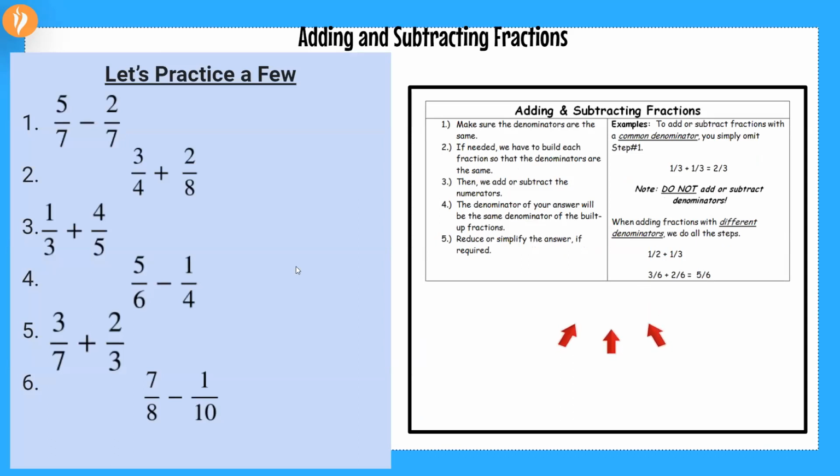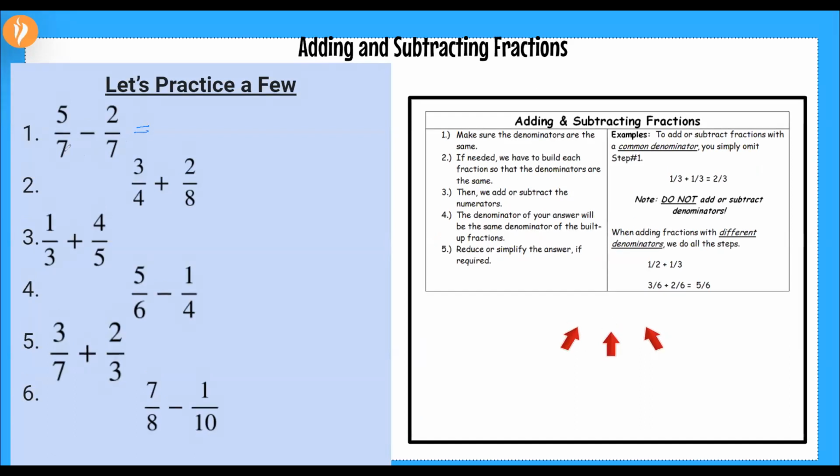So here we have number one, they're already common denominators. We love that. That's not much work, right? So as long as the denominators are the same digit, then all we have to do is subtract the numerators. So 5 minus 2 is 3, and our denominator doesn't change.